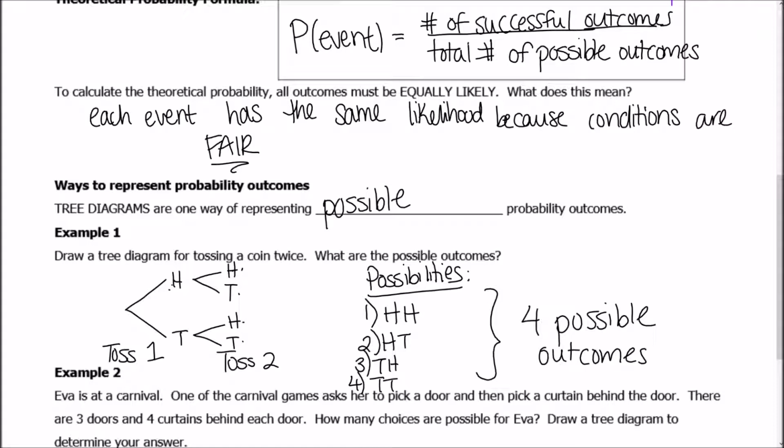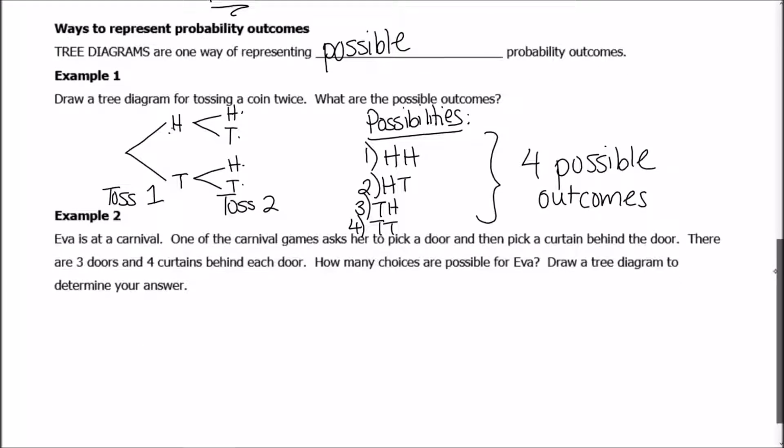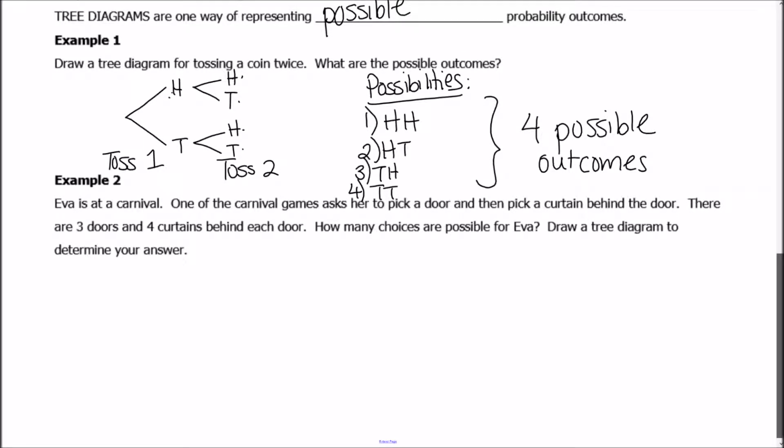Okay. So let's take a look at example number 2. Example number 2 says that Eva is at a carnival. One of the carnival games asks her to pick a door and then pick a curtain behind the door. There are 3 doors and 4 curtains behind each door. How many choices are possible for Eva? Draw a tree diagram to determine your answer.